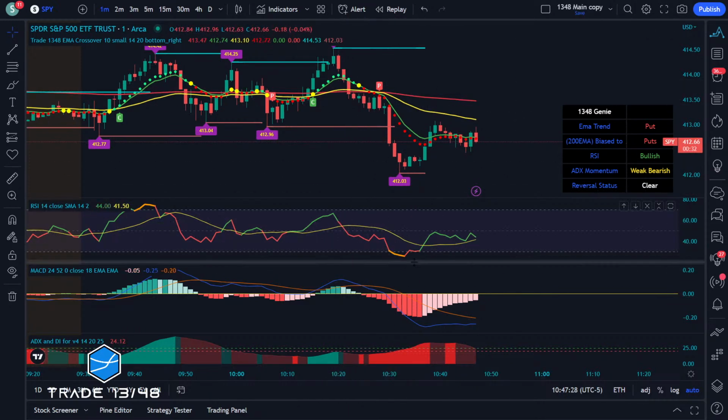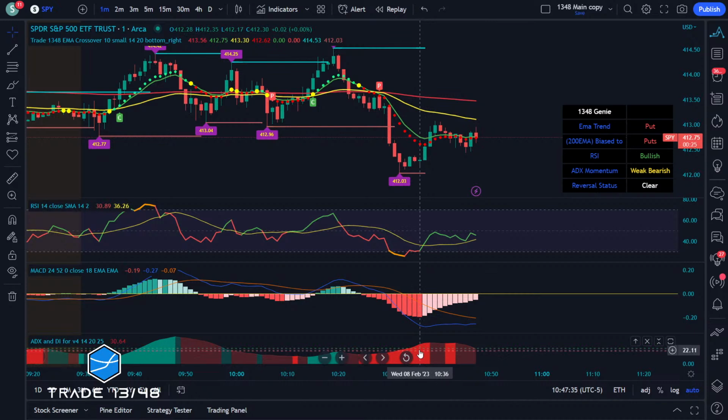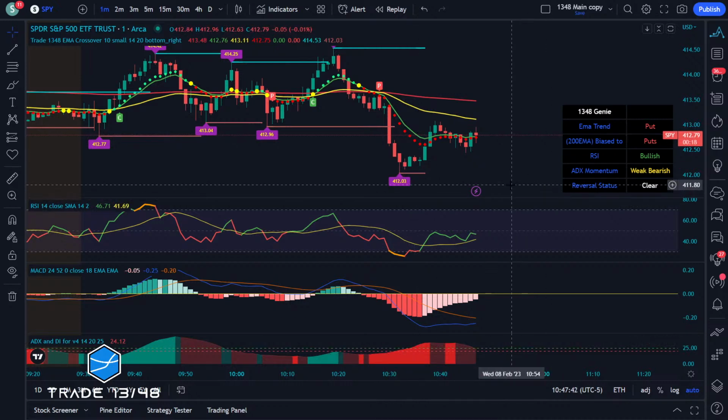Now, a traffic light to the downside, you get a put signal. You see RSI is below 50 and trending down. Good. MACD cross trending down. ADX is showing red, which means that it's very, very bearish, right? And it's building strength to the downside. These are things that you have to consider, right?